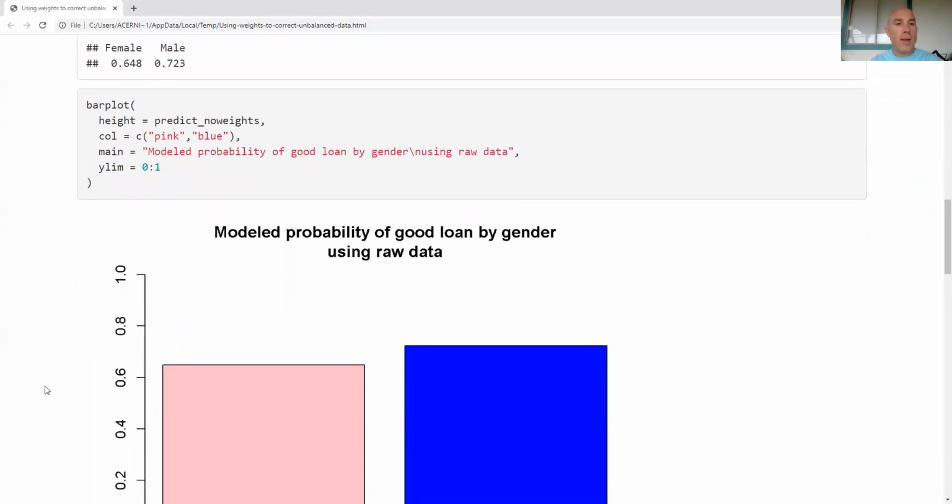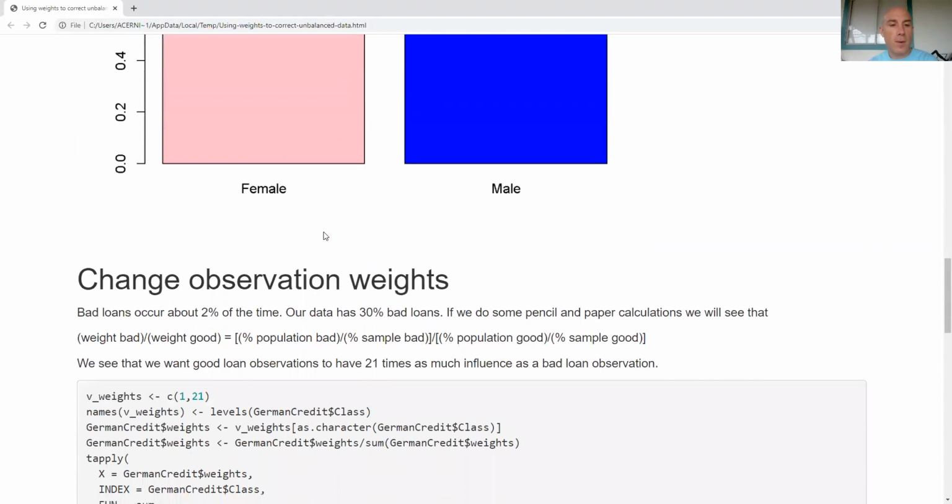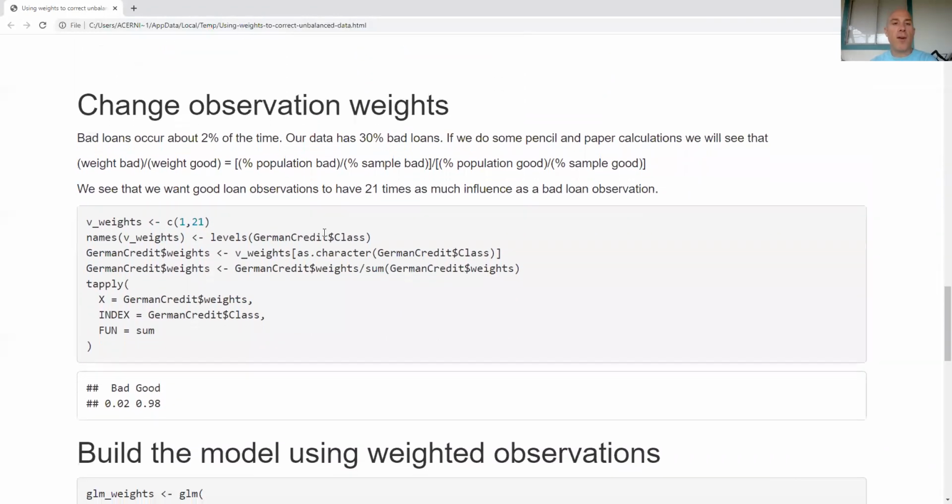All right, so let's go ahead and make a bar plot just so I can show you what's going on. If 98% of loans are good, the bar should be around here, and we can see that there's a pretty big difference. So let's go ahead and change observation weights. I know beforehand that about 2% of loans are bad and 98% are good. In my data set, I've got 30% bad and 70% good.